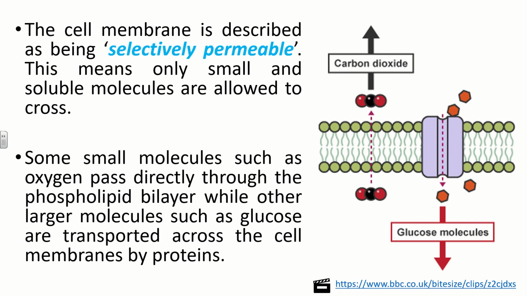Because the cell membrane is described as being selectively permeable, it means that some small molecules, such as oxygen, pass directly through the phospholipid bilayer, while other larger molecules, such as glucose, are transported across the cell membrane by proteins. So we can see that in this diagram. Our carbon dioxide, similar to oxygen, passes directly through the phospholipid bilayer, but the glucose molecules have to travel through this protein, which lies through the 2 layers.